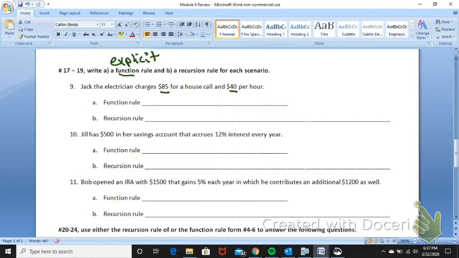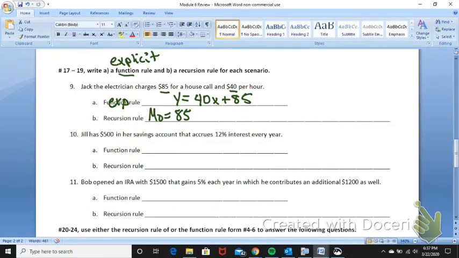So I'm just going to write over these so we know that this is the explicit. So for the explicit rule, in this case, we're going to have y equals, it's $40 per hour, so it's going to be 40 times our x, and then plus that initial fee of $85 for the house. Recursive rule, remember there's 2 things that we need. So I'm going to call this M of 0, and it's going to be where we start out at, which is 85.